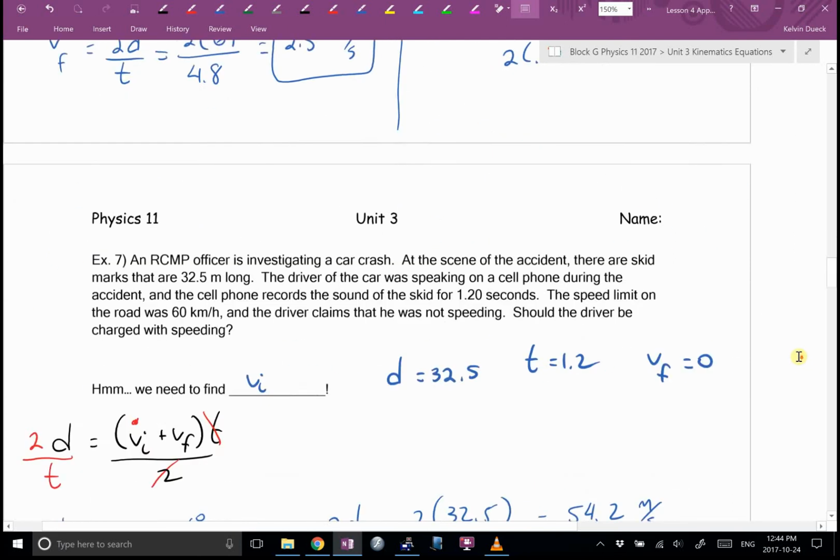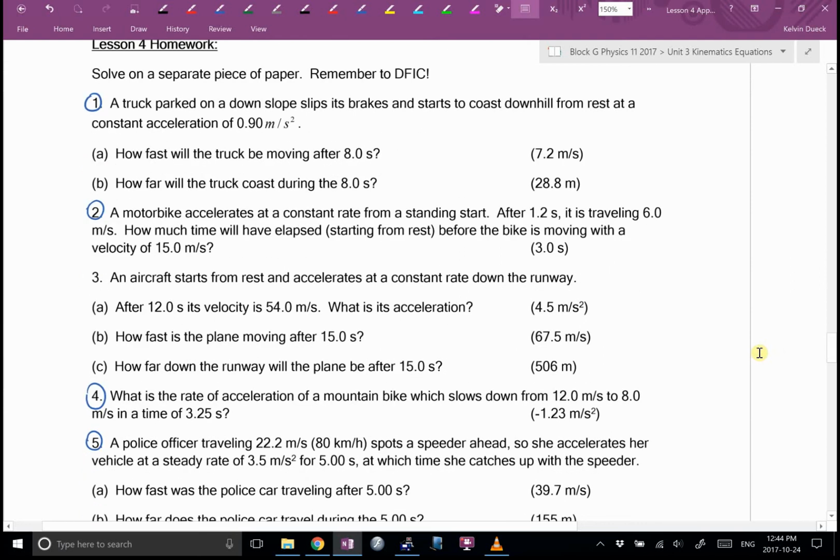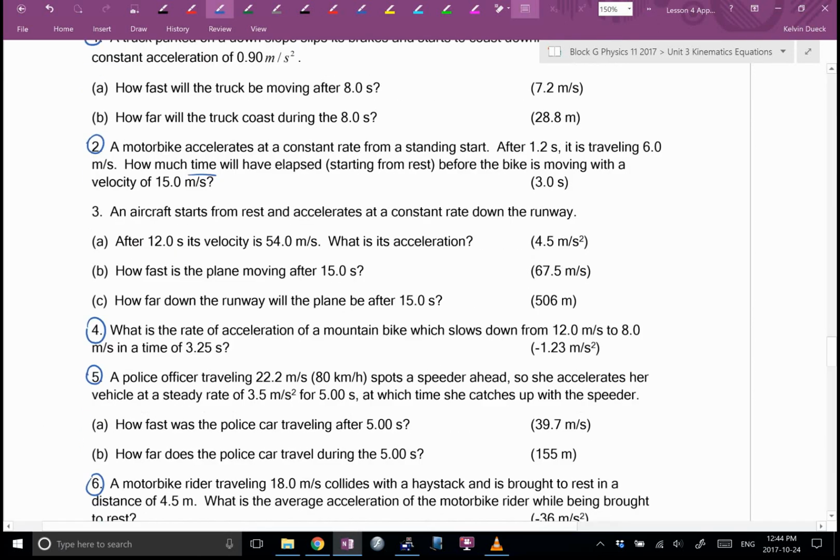So when you're working on this homework, just at a glance, like question number 2, although it wants you to find time, I think you're going to have to find acceleration first. As a hint. There's a few like that in what I assigned.